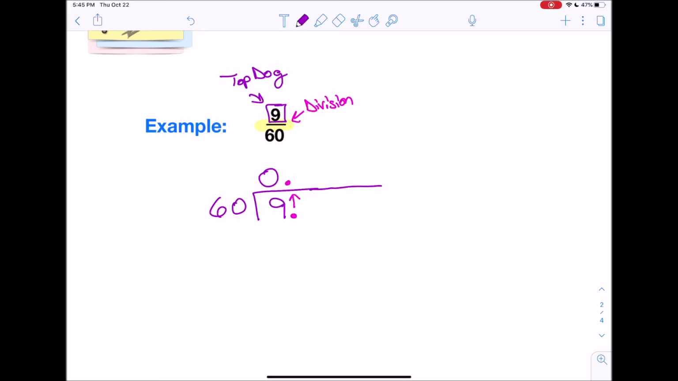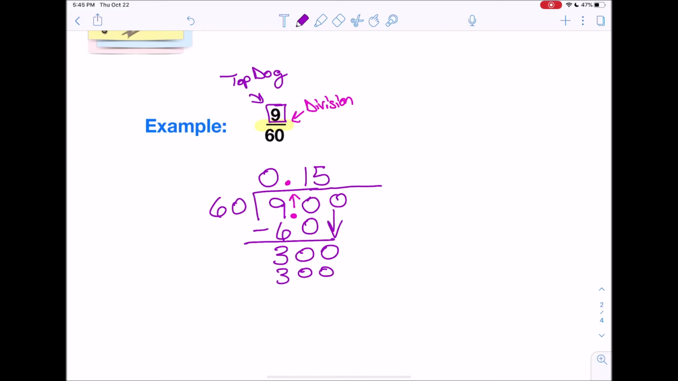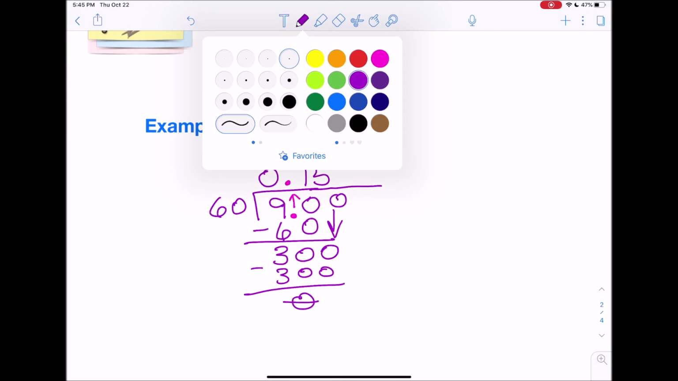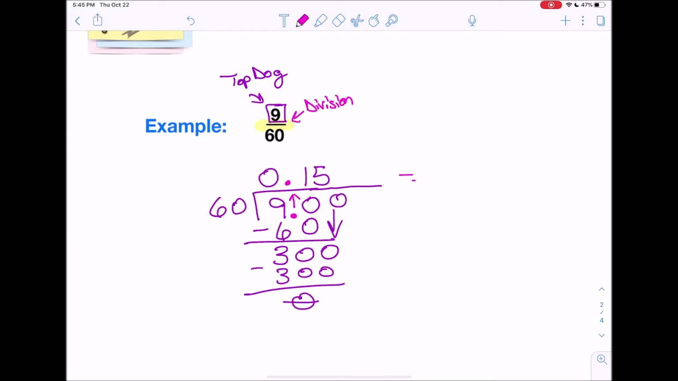I'm going to go ahead and extend my line. All right, now we're ready to add a 0 and continue our division. 60 goes into 90 one time. So 1 times 60 is 60. We subtract, we get 30. Drop another 0. 60 goes into 300 5 times. 5 times 60 is 300. And we get a remainder of 0. So that's how we know we're done. So our answer ends up being equal to 0.15.